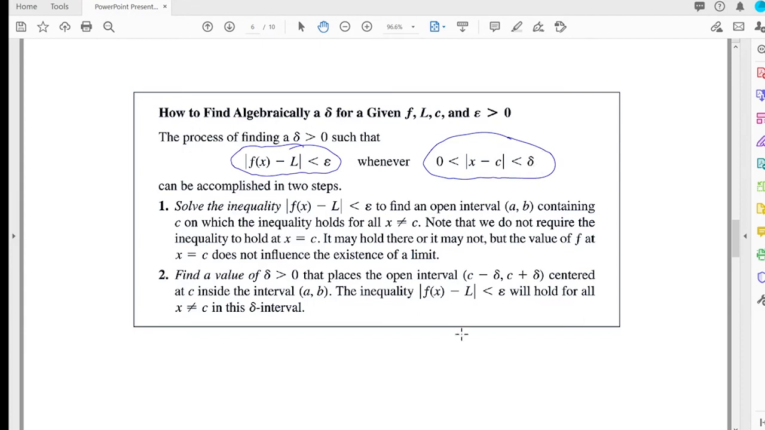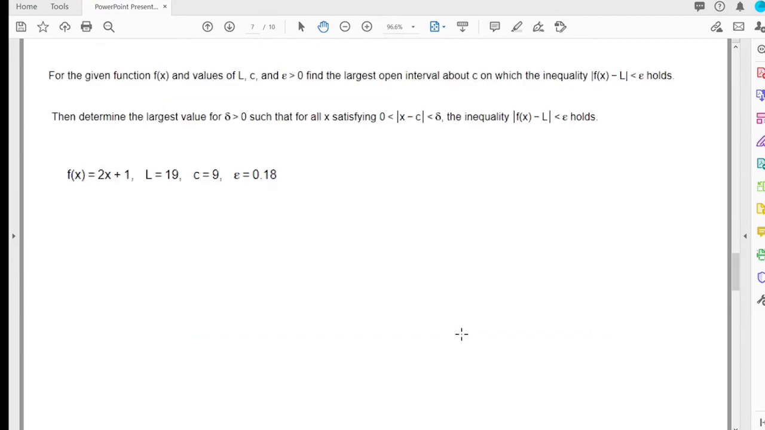Okay, so I'm going to show you one example here. Let's say you have function f of x, you have the limit of that function, you have c, and you have epsilon. Now we're going to find out the value of delta. So in this case you can see that the function is 2x plus 1. So we start with this and eventually we simplify that expression such that we should be able to find out x minus c, which is 9, less than some number.